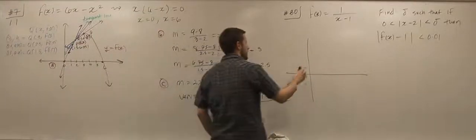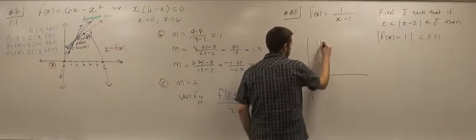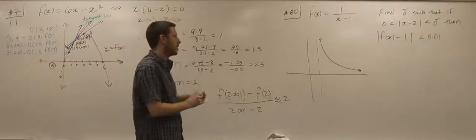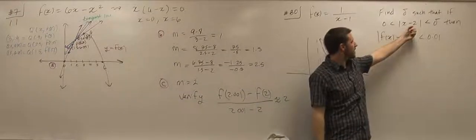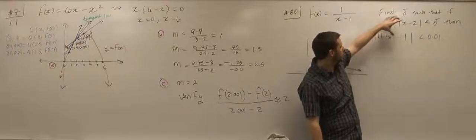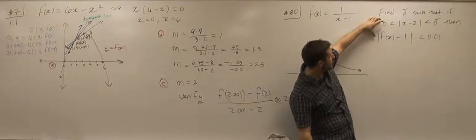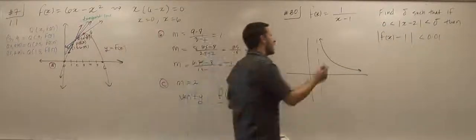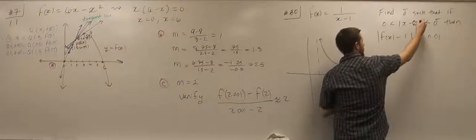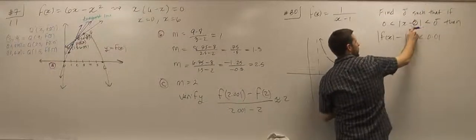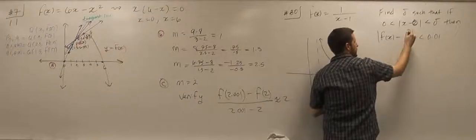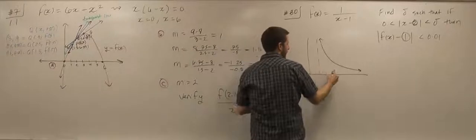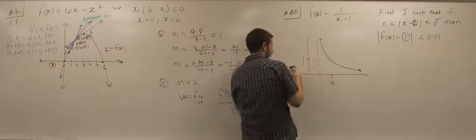The graph that they give you should look something like this. We don't care about the other side because we're only worried about what's happening as x goes to 2. Remember, this is the formal definition of the limit. The idea is that as x gets within a certain tolerance of 2, then f of x should be within a certain tolerance of 1. So on my graph here, I have maybe 2, 1 at this point.